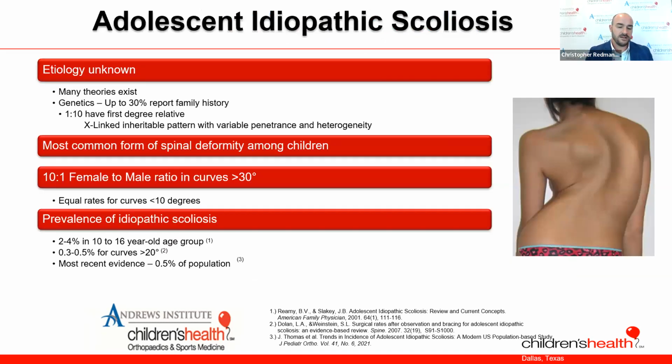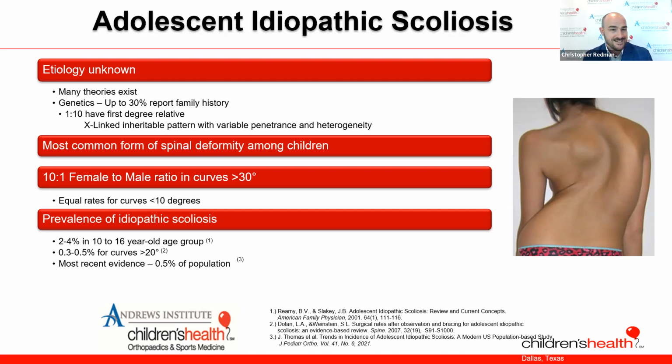So next, we'll talk about our main topic of today, adolescent idiopathic scoliosis. As previously stated, by definition, the etiology of the curve is unknown because it's idiopathic. That's what the word means. So it's different than neuromuscular and congenital scoliosis. There have been many theories as to why curves develop, and there is a genetic component as up to 30% of patients will report a family history. In fact, over a decade ago, it was thought that a gene had been identified that could predict who was at risk of progression of the curve, but it was later found to be inaccurate.